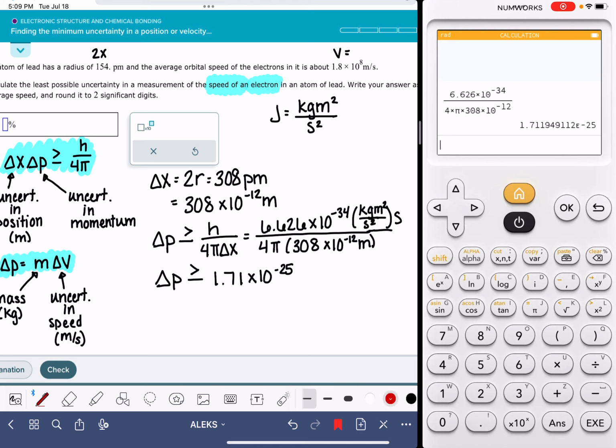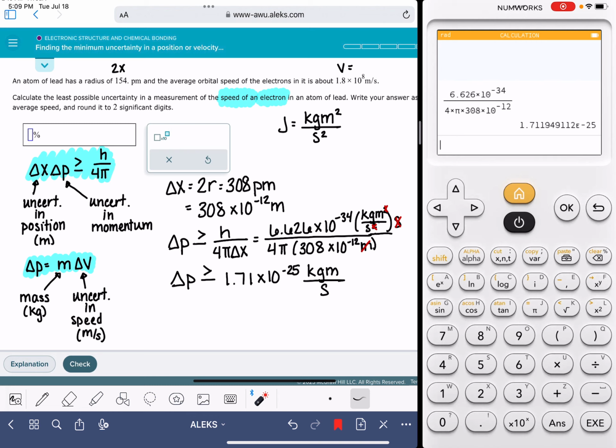For my units, the meter is going to cancel, the seconds are going to cancel a little bit, and I'm going to have a unit here of kilogram meter over second. Now let's take a minute to think about what are we even trying to do here. We're trying to calculate the uncertainty in speed, which is this term in this equation right here. We just figured out the value of delta P, and we know the mass. We can look that up.